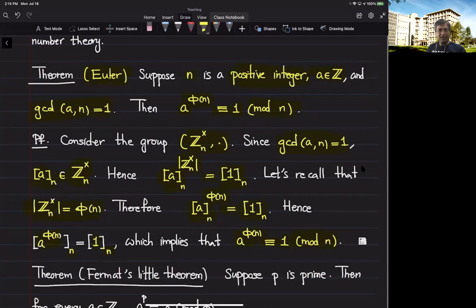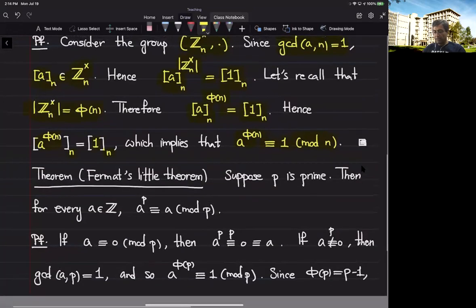Now let's use Euler's theorem to show Fermat's little theorem. What is Fermat's little theorem? If p is prime, then for every integer a, a raised to the power p is congruent to a modulo p. Okay, let's see why this is the case. If a is congruent to 0 mod p, there is nothing to show because both sides are indeed 0 mod p. So we get what we want.